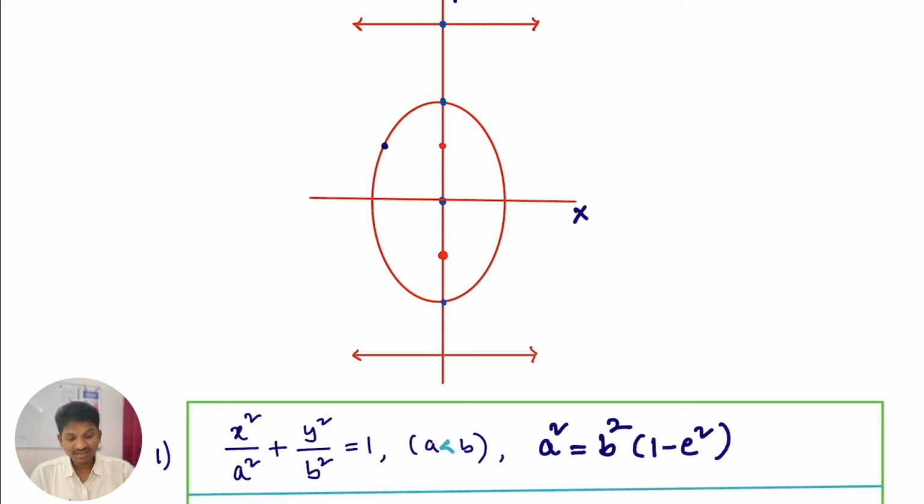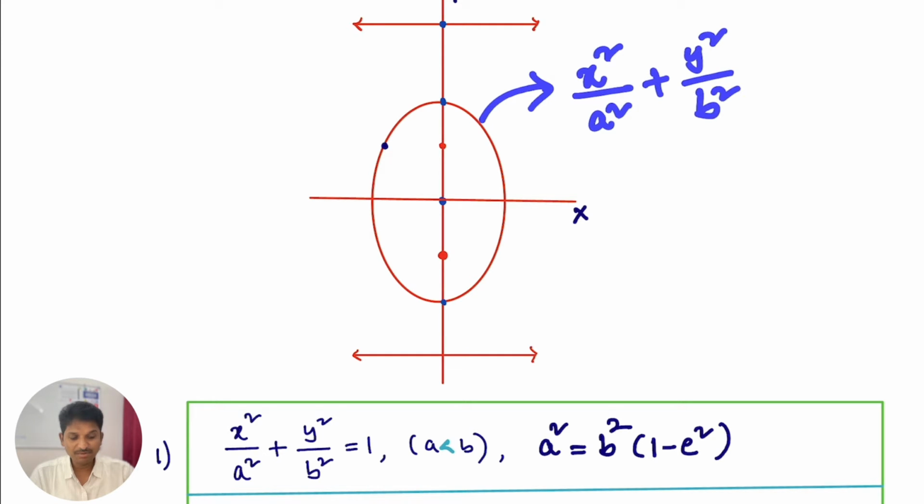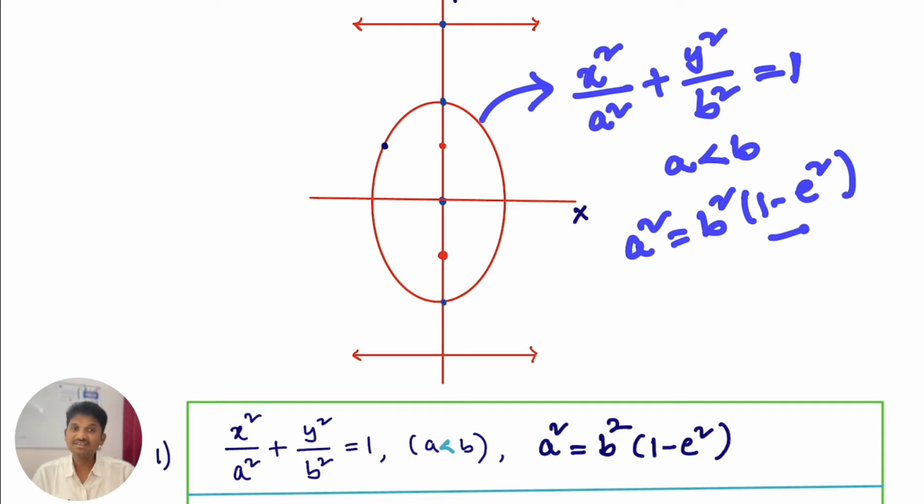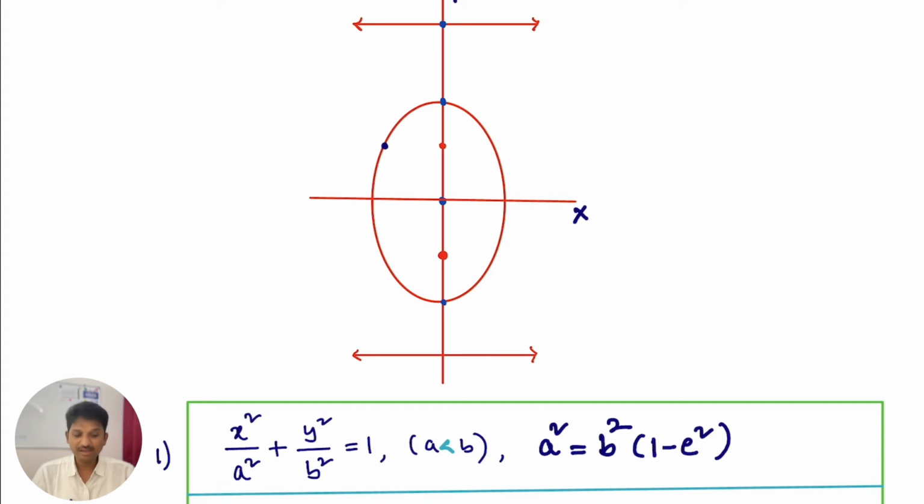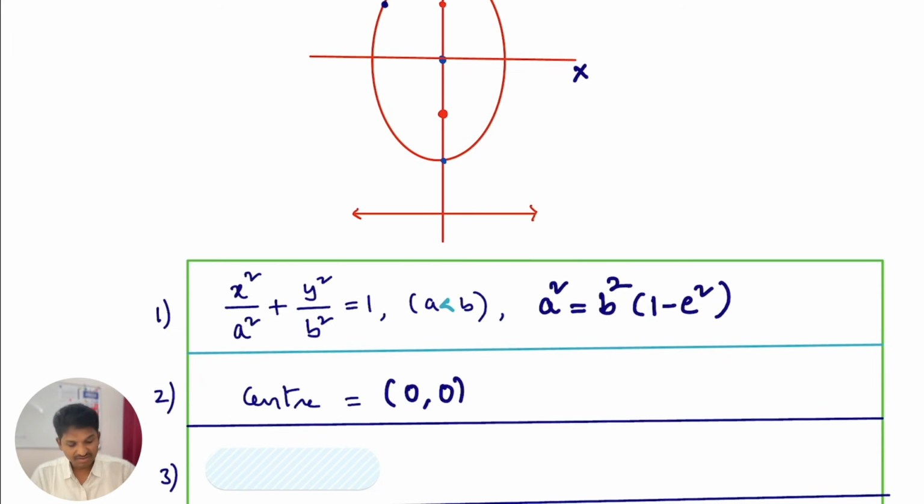So, what is this standing ellipse equation? Standing ellipse equation is x square divided by A square plus y square divided by B square equal to 1. Here, what the point you need to note down? In this standing ellipse, A is less than B and A square is what? A square is B square into 1 minus E square. For this ellipse, what is center? Center of the ellipse is 0, 0. We'll write that. This is clear.